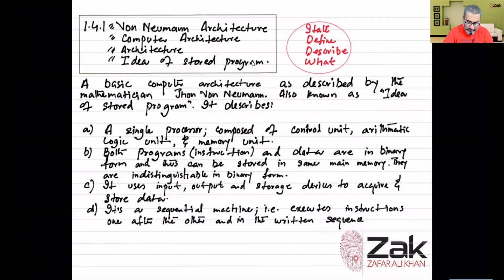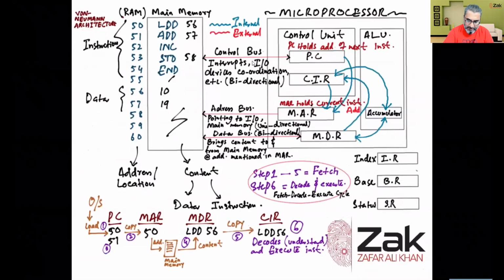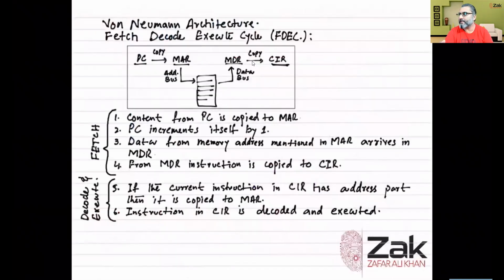And then we have the Von Neumann architecture, fetch, decode, and execute cycle. This is what we have discussed. From the PC, the address goes to the MAR. When I say goes to, it means it is copied. Content from the PC is copied to the MAR. Then the MAR, with the address bus, points to the RAM. Data from the memory address mentioned in the MAR arrives in the MDR through the data bus.